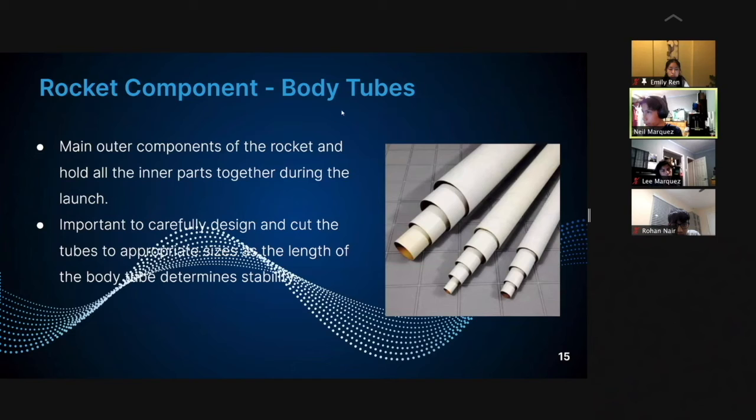The outside components are made of these body tubes. These ones are made of cardboard, and they hold the inner parts together during the launch. It's important to cut the tubes to the correct length so the rockets can be stable, as tested on OpenRocket software or other software.